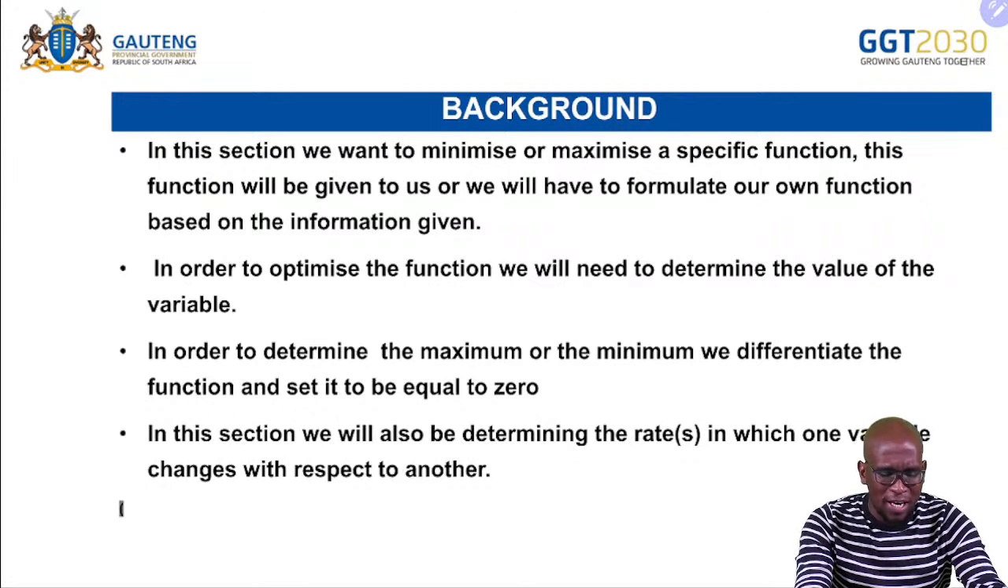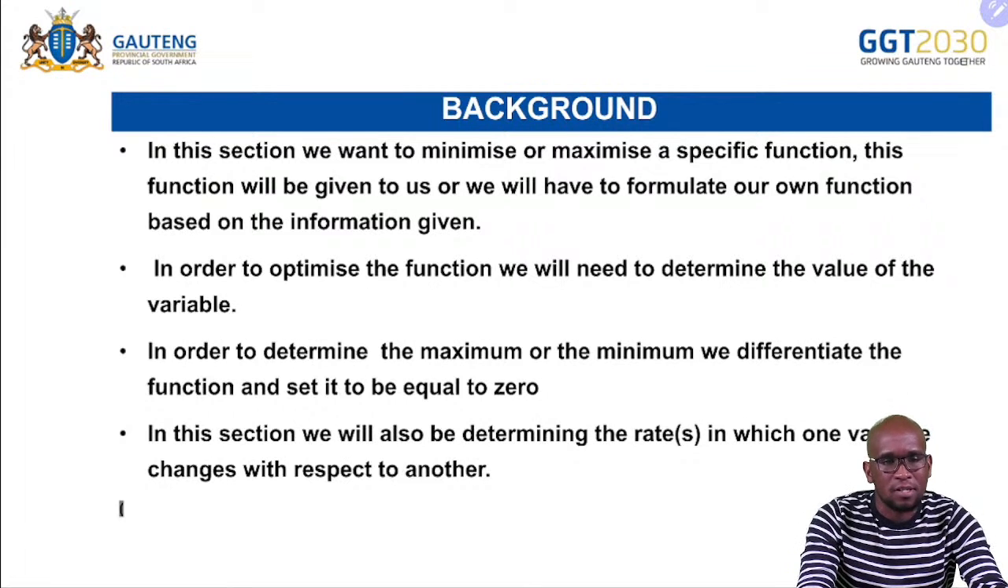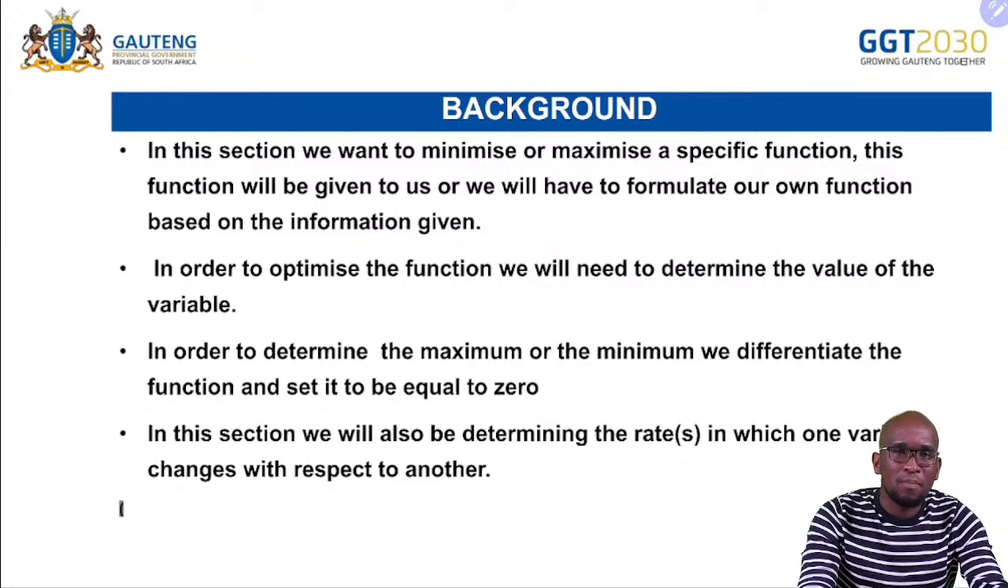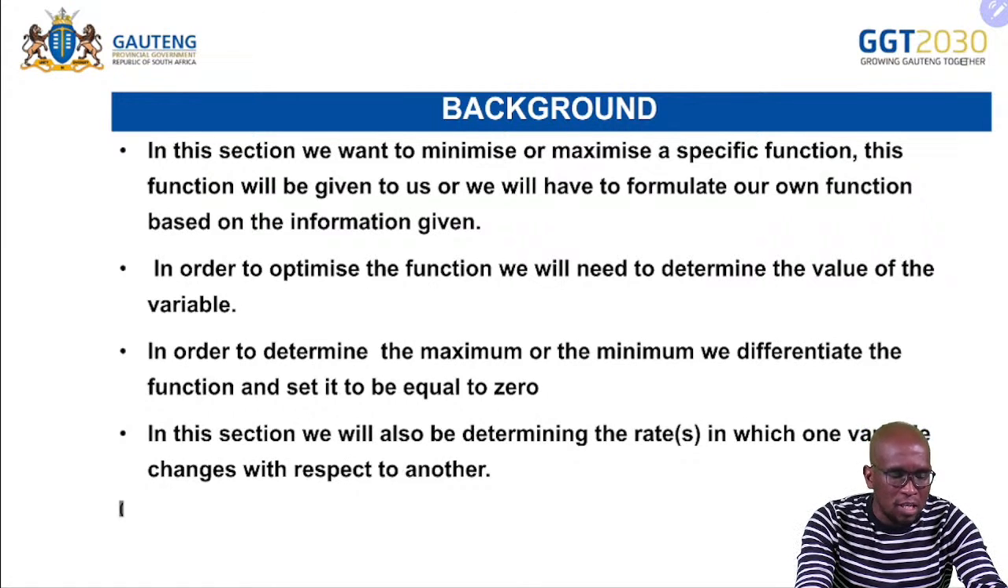In this section, we are interested in minimizing or maximizing a specific function. This function would be given to us. That would be direct application of calculus if the function is given to us. Or we'll have to formulate our own function. If we formulate our own function, it would be an indirect application. In order to optimize the function, we will need to determine the value of a specific variable.